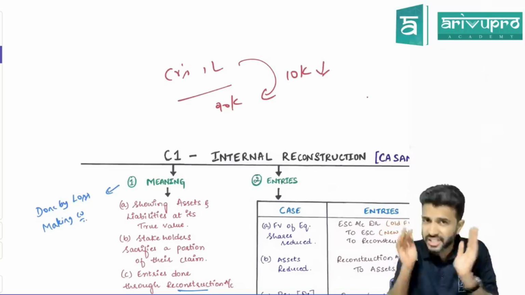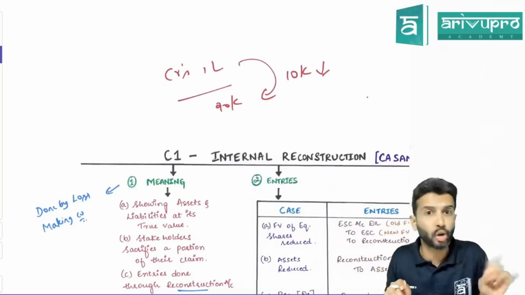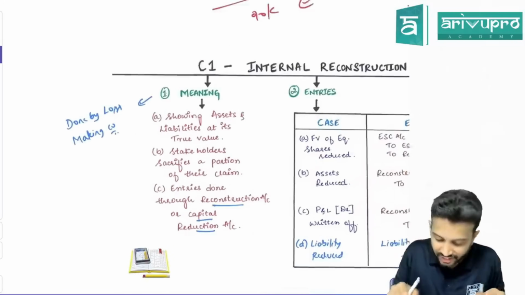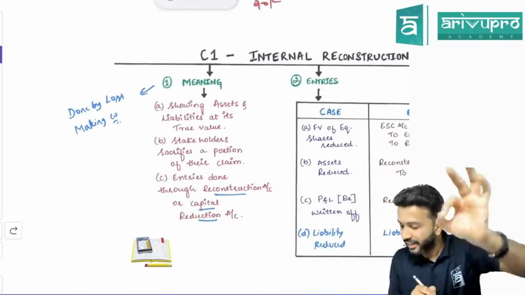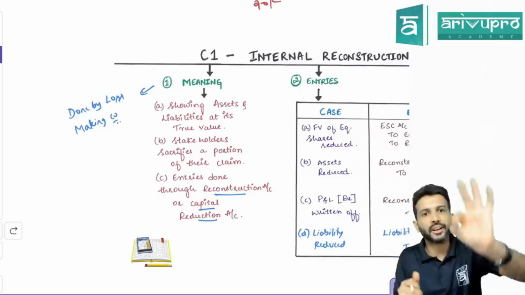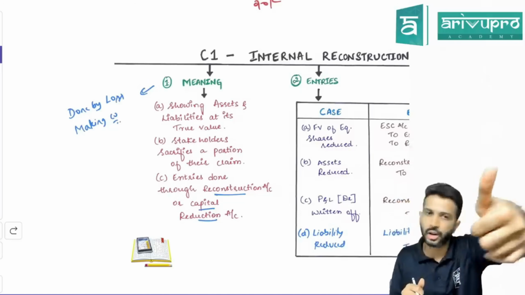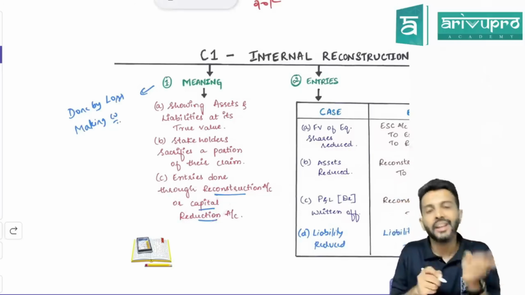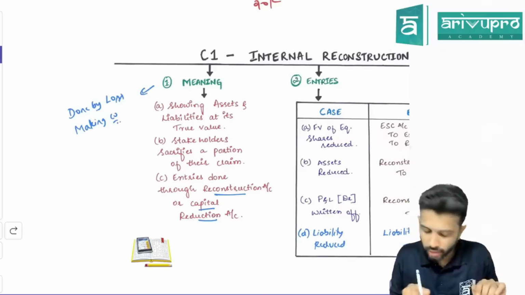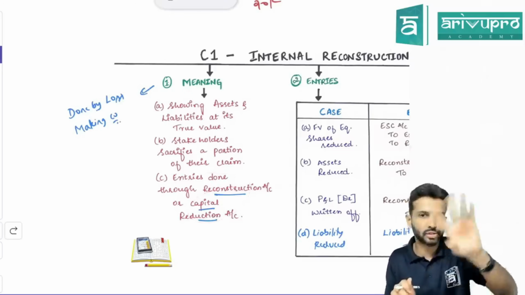And all this journal entry is routed through one dummy account. What is that dummy account called? Capital reduction account, also known as reconstruction account. So all this increase in liability, etc., is routed through one account called reconstruction account. Reconstruction account's another name is capital reduction account. Some books also call this the reorganization account, but our study material only uses these two. You can use one of those two.